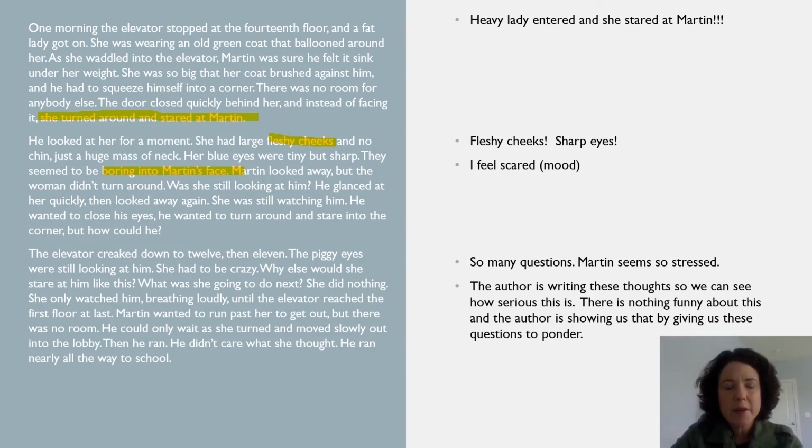Martin looked away, but the woman didn't turn around. Was she still looking at him? He glanced at her quickly, then looked away again. She was still watching him. He wanted to close his eyes. He wanted to turn around and stare into the corner. But how could he?